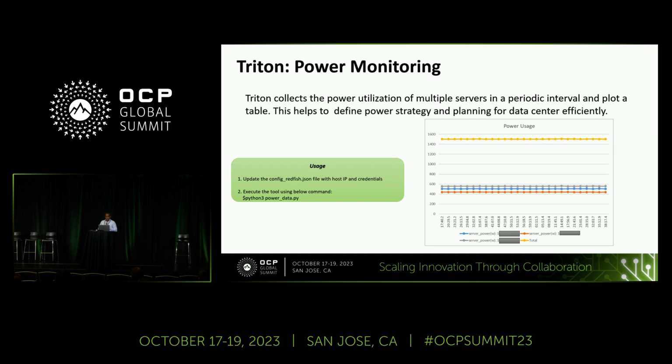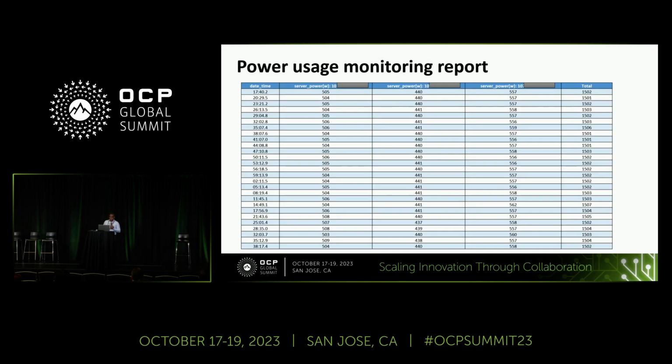To run this one, it's very simple. As I said, configure the config_redfish.json file, then just run power_data.py, which takes care of collecting all the information and shows you the value. This is the raw output generated by this tool. Due to space constraints, I put 3 servers here, but you can have as many servers as you have in your IT infrastructure.